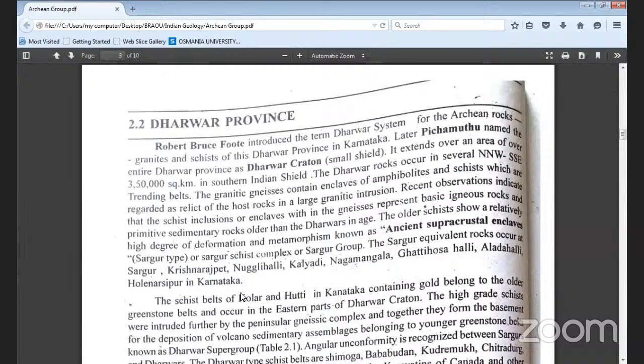The first one is Dharwar province. Second one is Eastern Ghats province. Third one is Central province. Fourth one is Singhbhum province. Fifth one is Aravali province. Dharwar province, or Dharwad province.